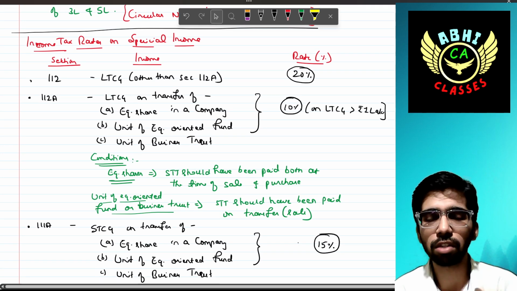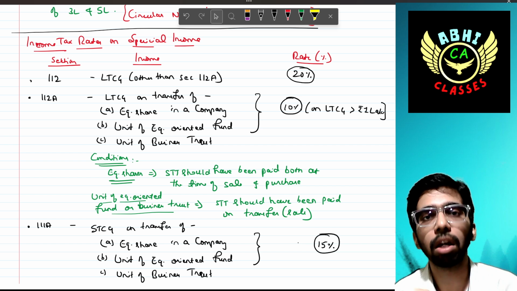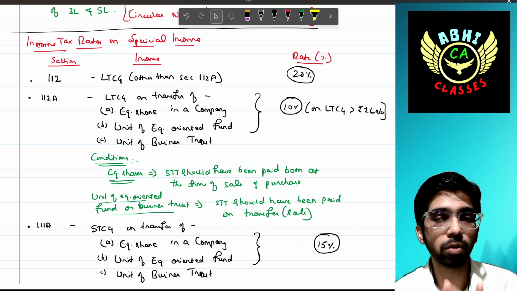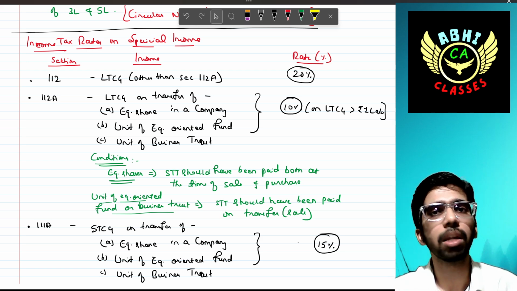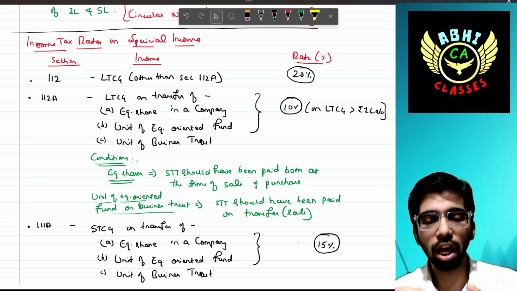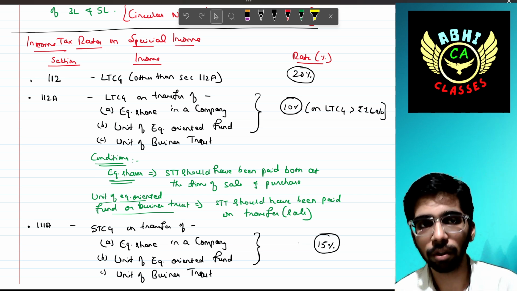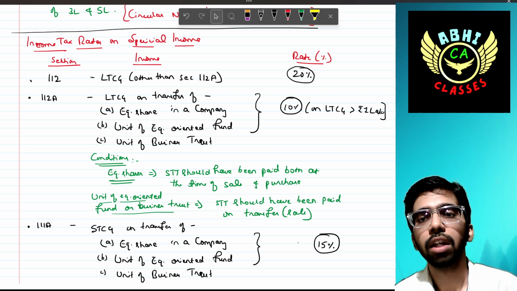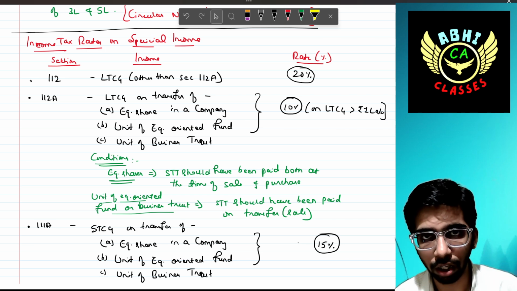Section 112. What is 112? LTCG, that is long term capital gain other than section 112A, because 112A is separately discussed below. The rate is a flat 20%. The slab rate division is not applicable. Slab rate wise tax rate is not applicable for this special income. If you are having a 112 LTCG, that is long term capital gain, then 20% is the tax. What is 112? We'll discuss in the capital gain chapter.